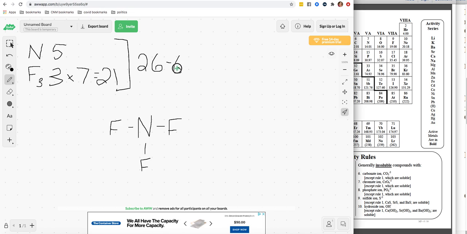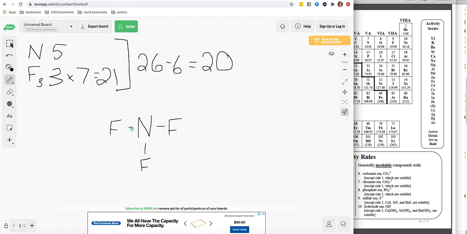So just to keep track of how many we have, we're going to subtract those 6 and keep a running total of how many we have available. So we have 20 electrons left. Now this is a little bit different. Now we have to know where we're going to start putting those 20 electrons.